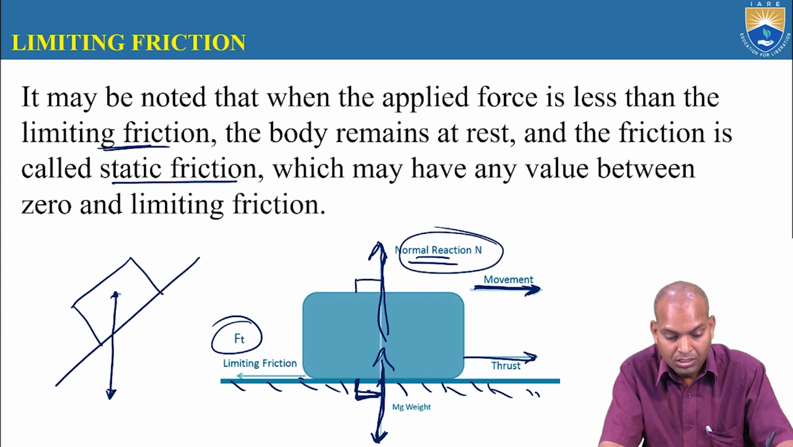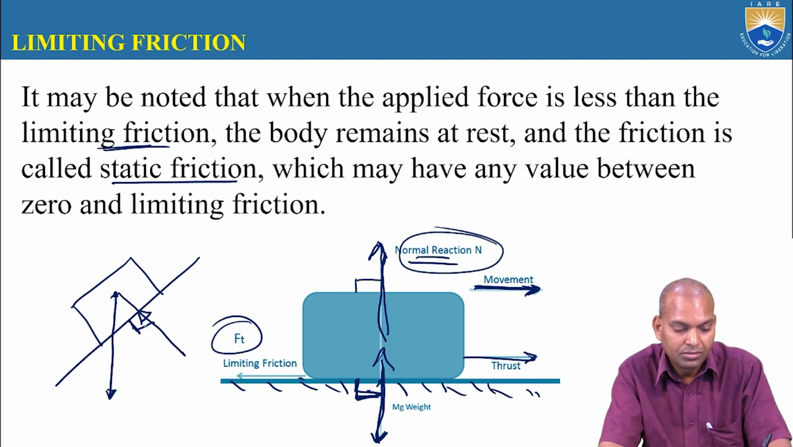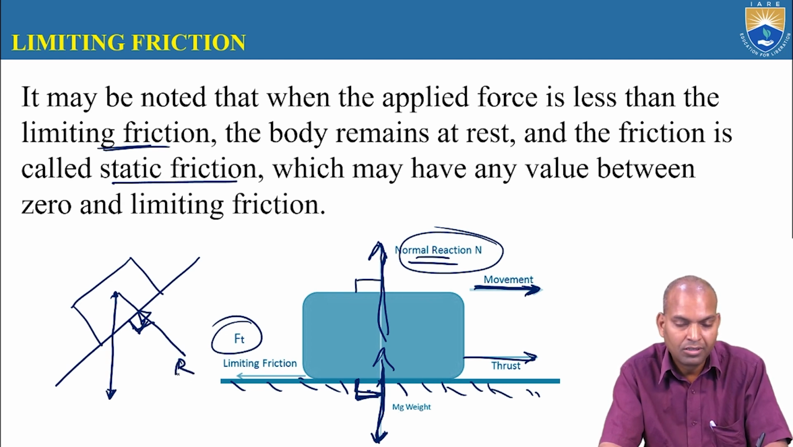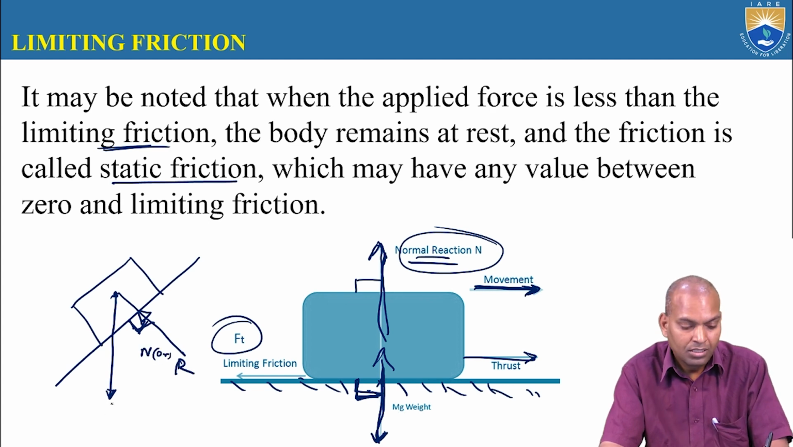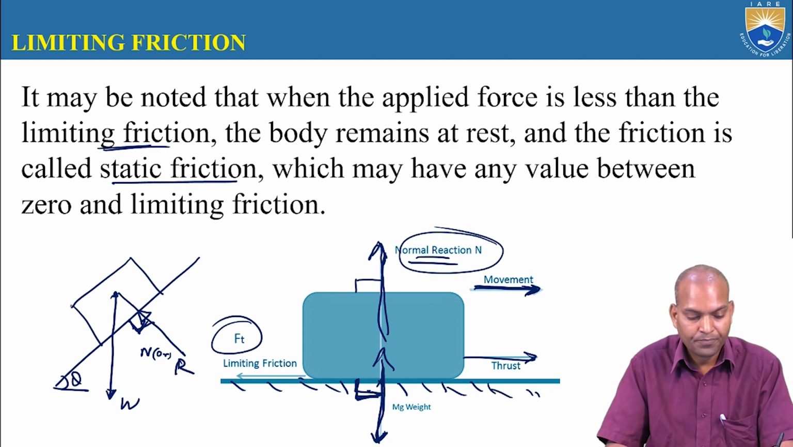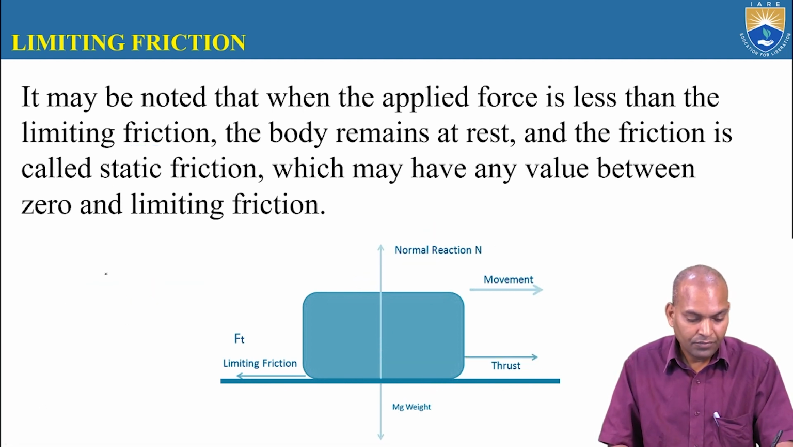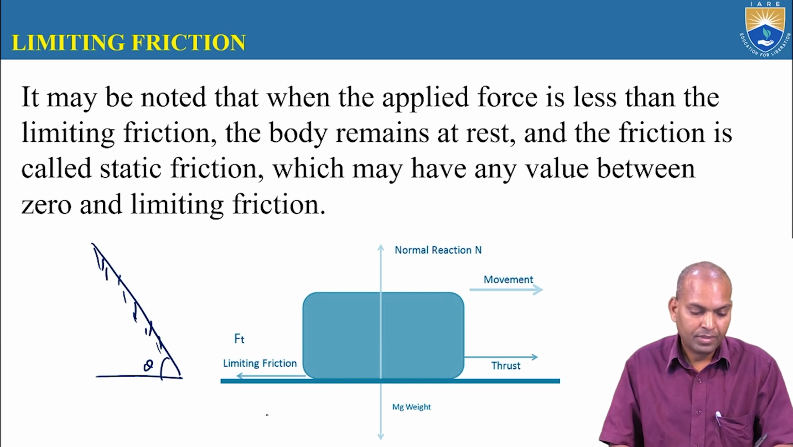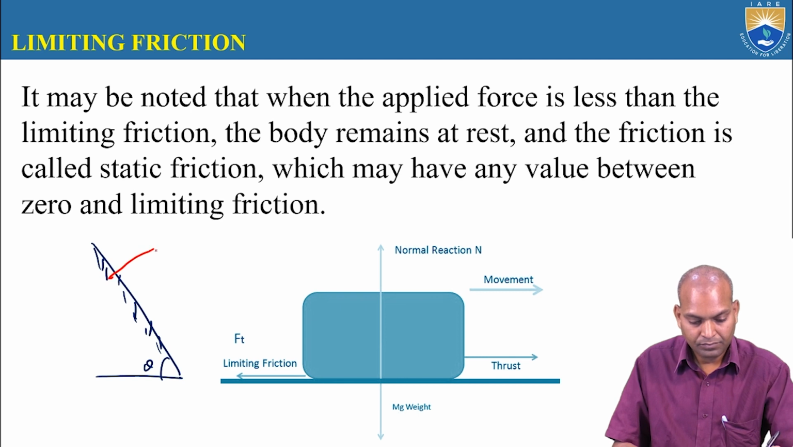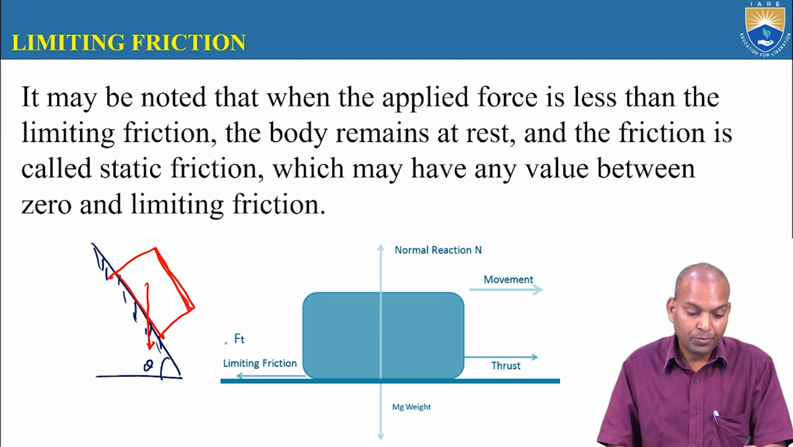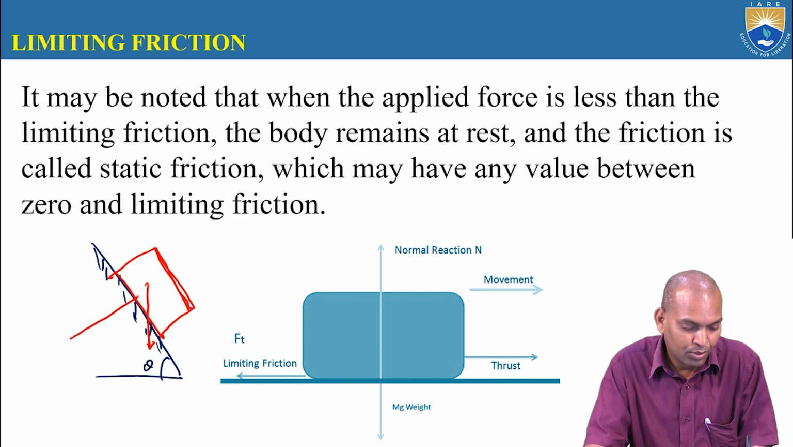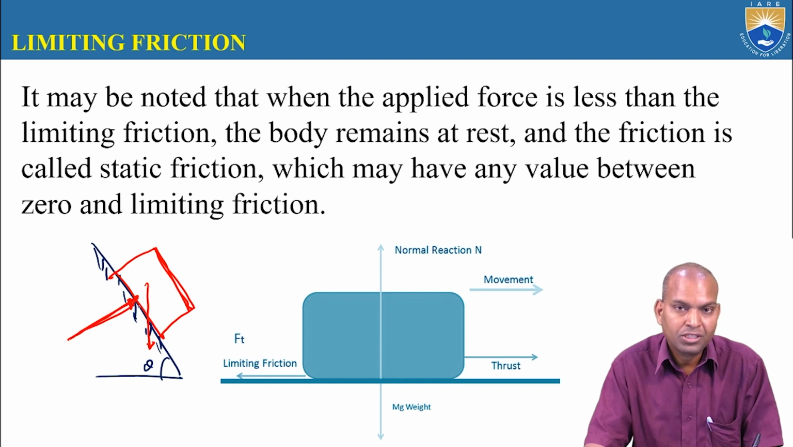What about the normal reaction force? The normal reaction acts normal to the surface. This is the normal reaction, denoted by N or capital R. The weight is W, and the angle of inclination is theta. In this manner, this is the normal reaction, which always acts normal to the surface. And one more thing: if the surface is in this direction, the surface inclination is theta. If we keep a body on it, the weight acts downwards. What about the normal reaction? The normal reaction is normal to the surface.